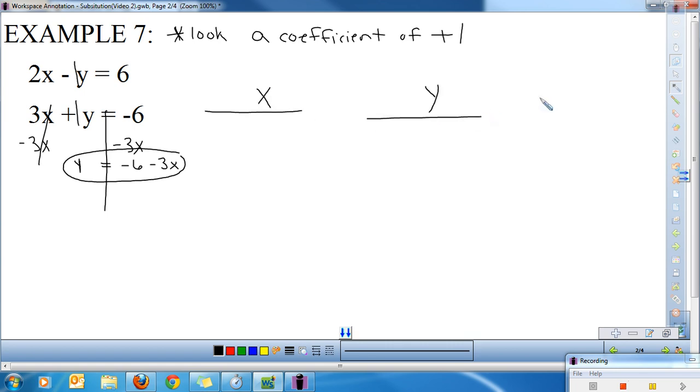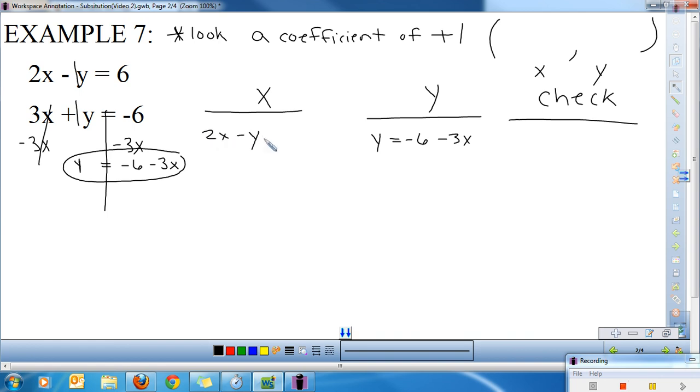I'm going to solve for y, and I'm going to check my answer. Oh, and I also forgot to write out at the top my solution so that I remember to solve for that. So we've solved for y. So let's write that under here. Y equals negative 6 minus 3x. And I'm going to use this equation to solve for x.